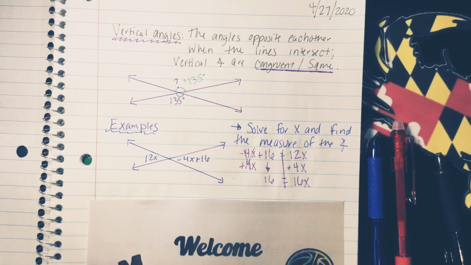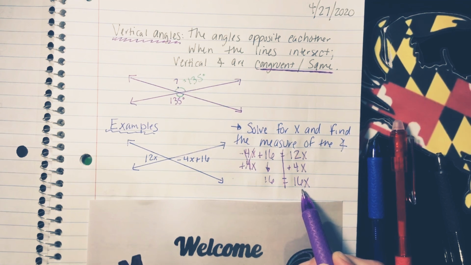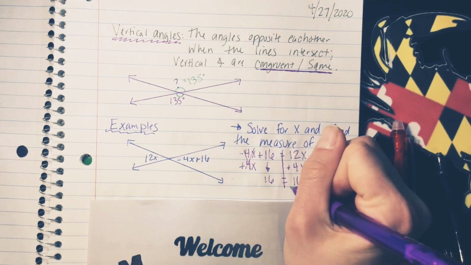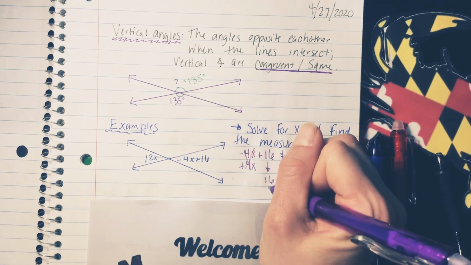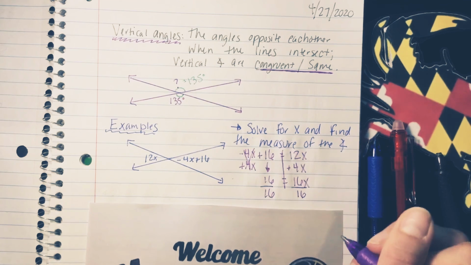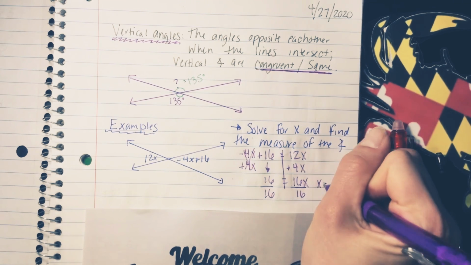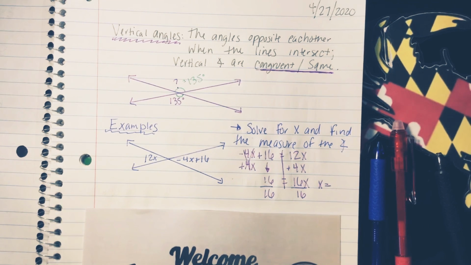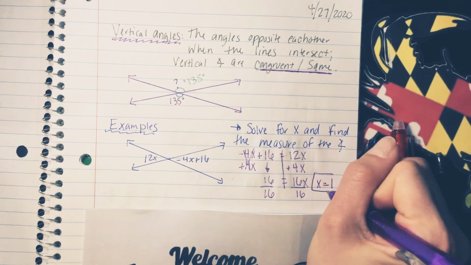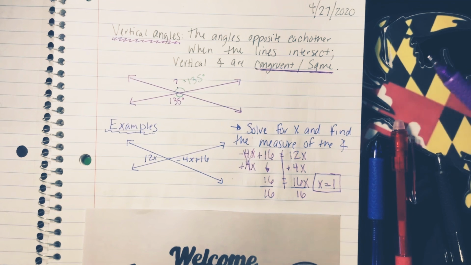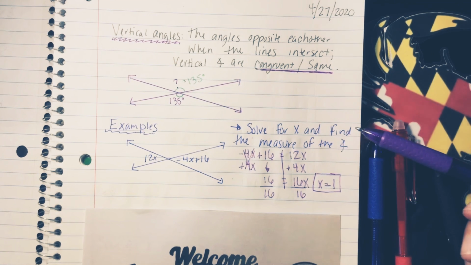Now this is just a one-step equation. To get x by itself, the 16 and x are together, and the only way to get them apart is to divide. So we divide by 16. Whatever we do on one side, we also do to the other. Then x equals 16 divided by 16, which is 1. So I've found the first part of my problem, solving for x. Then we need to find the measure of the angle.